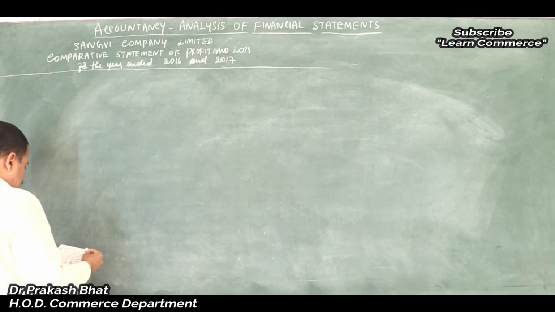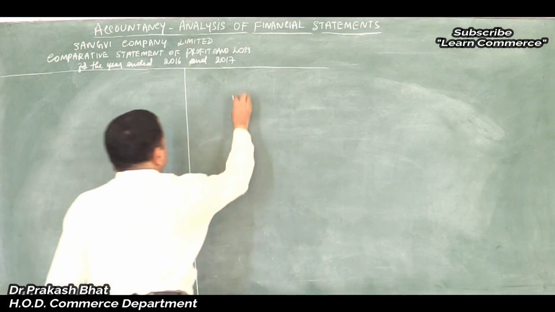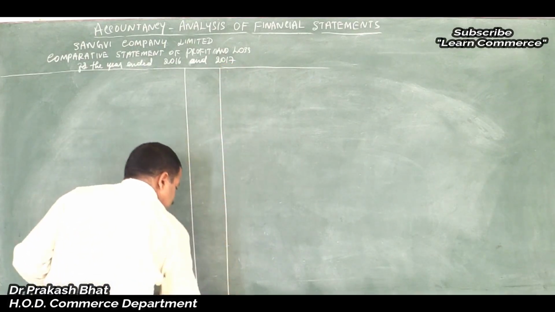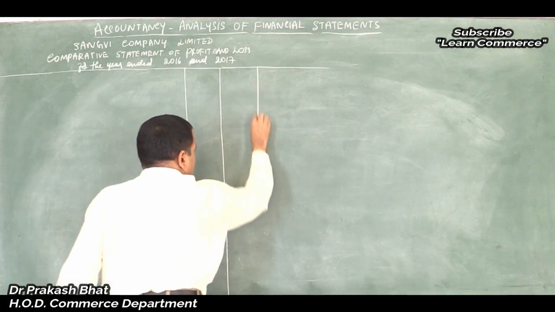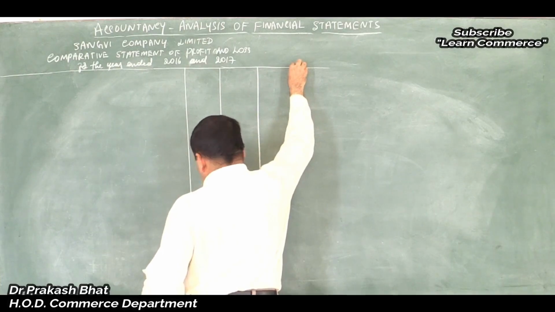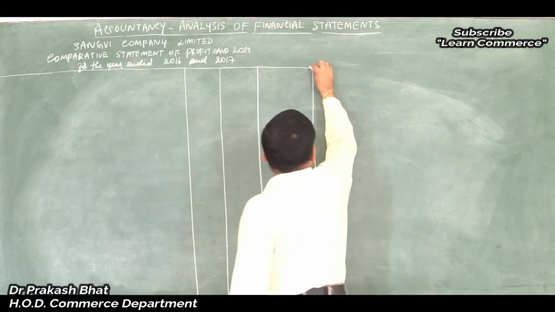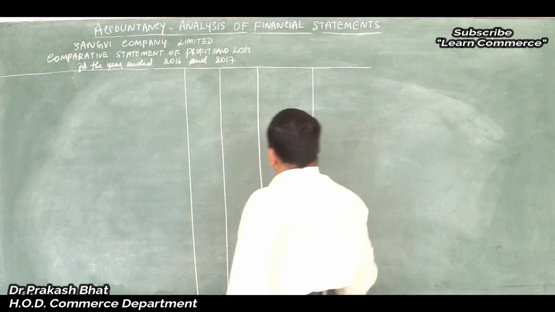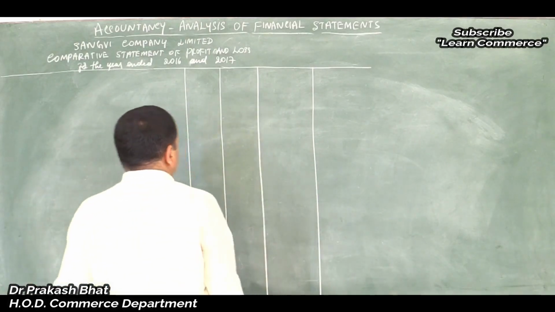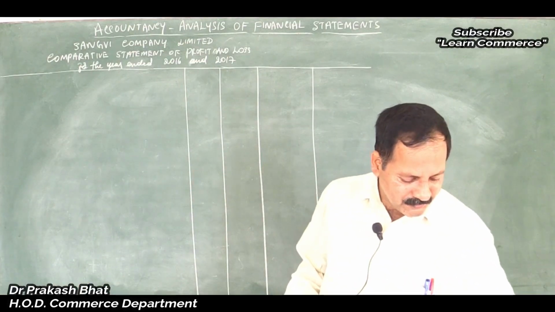Particulars having a bit more width. Clear? Then two amount columns to write the amounts. Then two columns for writing absolute figures and percentage. Absolute increase or decrease and percentage increase or decrease. That's all. These are the columns you are supposed to draw.